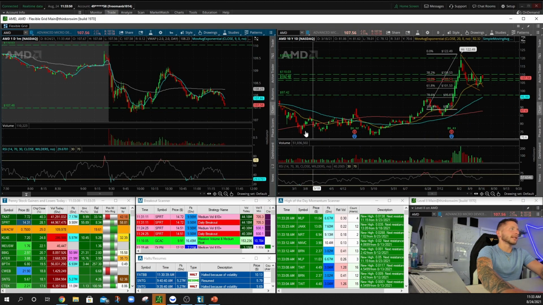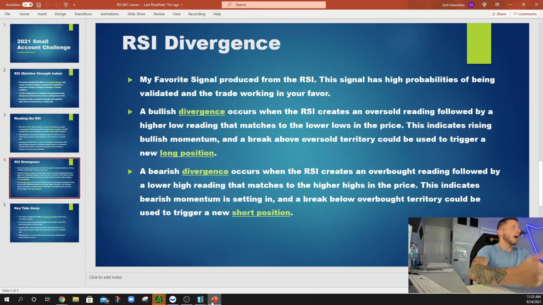That's divergence. And divergence is a very powerful signal produced from the RSI that gives you high probabilities of being validated and that trade working in your favor, especially when used in conjunction with other forms of technical analysis. Resistance, right? A big level of resistance, a fib extension target, whatever the case is. When you see that divergence with other forms of technical analysis, I tell you what, that's a strong signal. It's my favorite signal, and it gives you high probabilities of being on the right side of the trade for that trade to work in your favor.